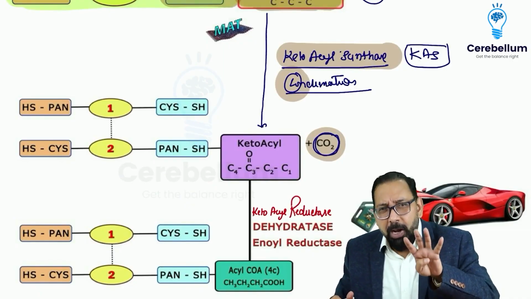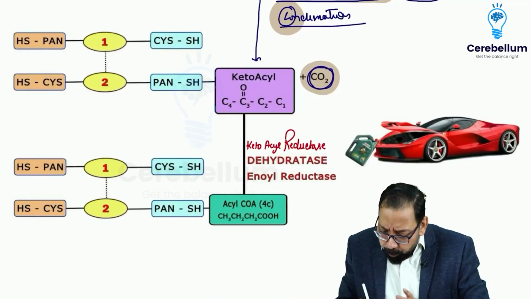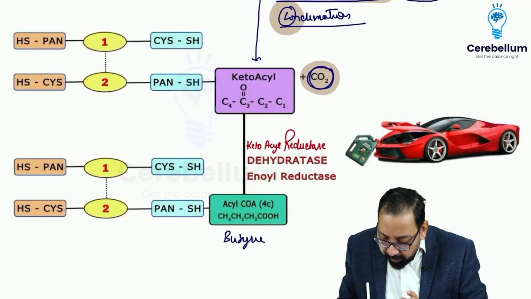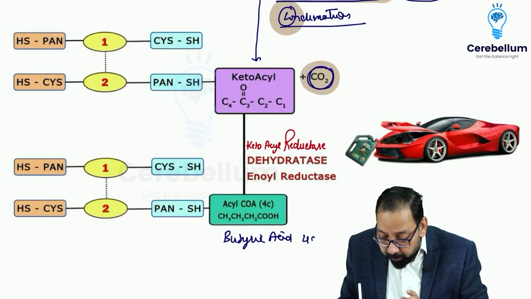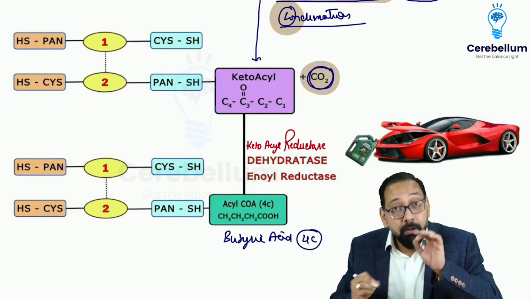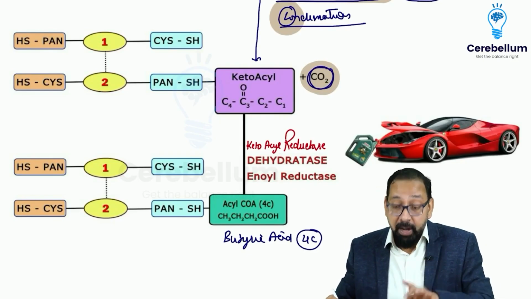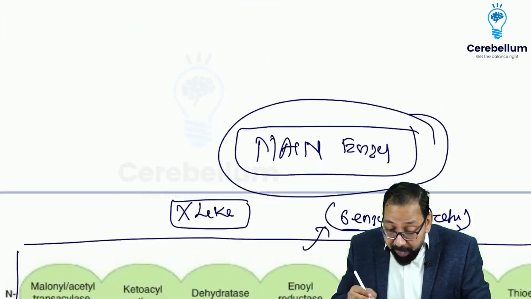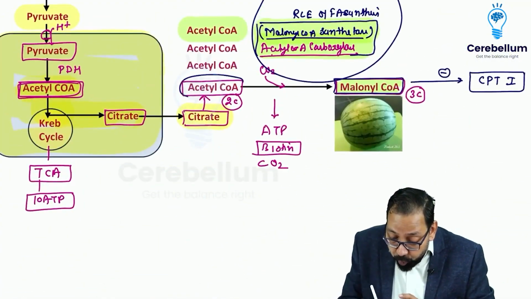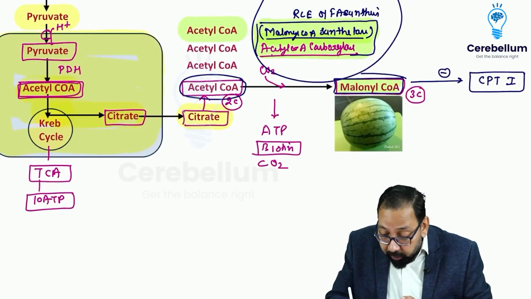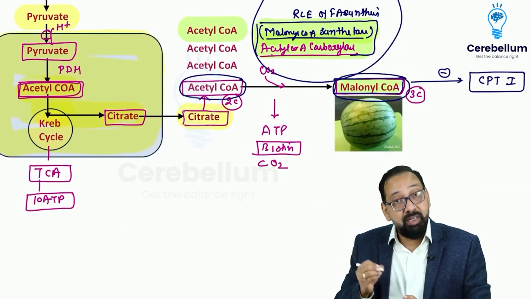Now this 4 carbon compound will be converted to butyric acid. Butyric acid is a 4 carbon fatty acid. So I want to make a 4 carbon fatty acid. I started with acetyl coenzyme A having 2 carbon. I converted acetyl to malonyl coenzyme A having 3 carbon.